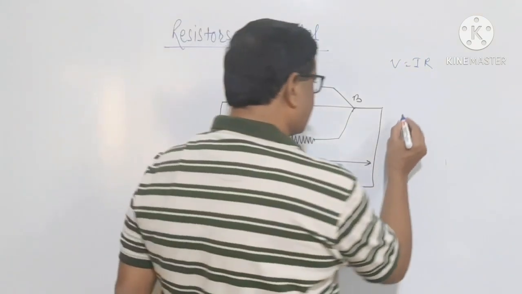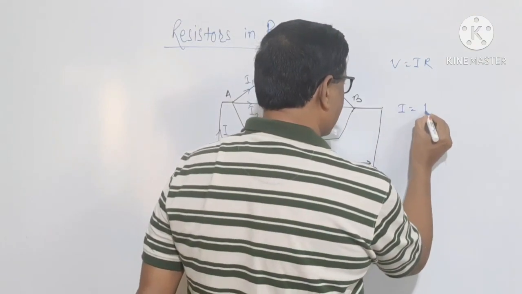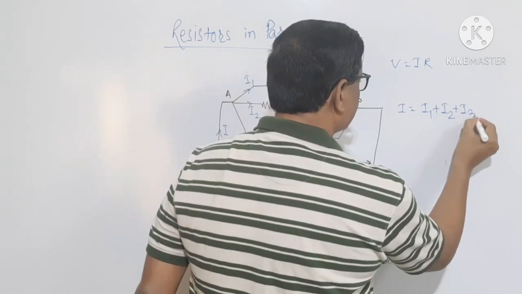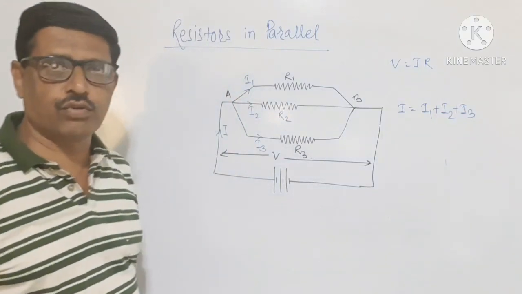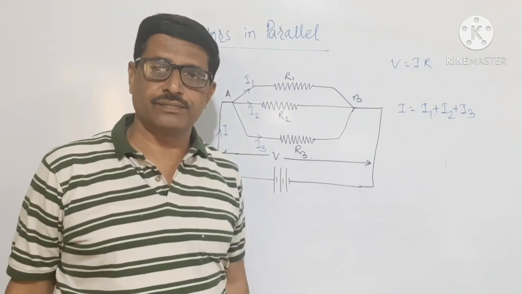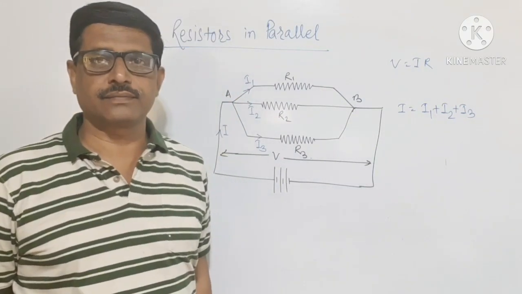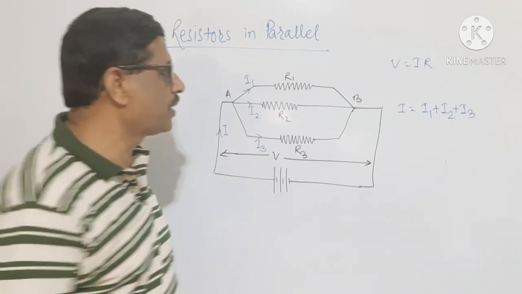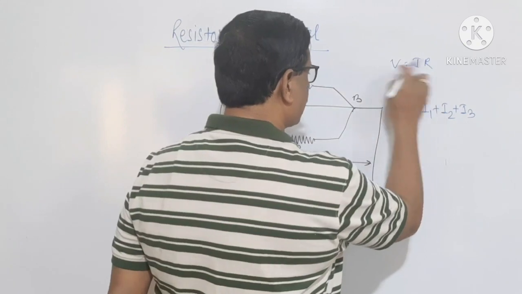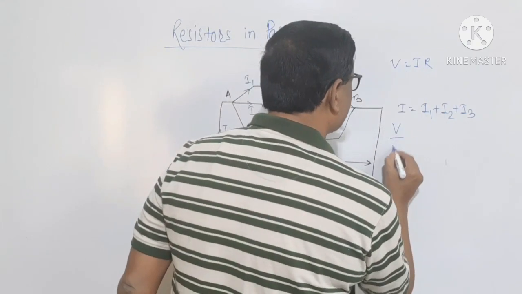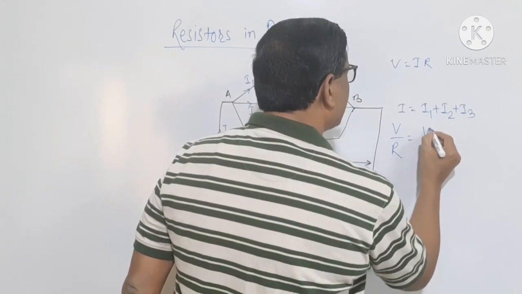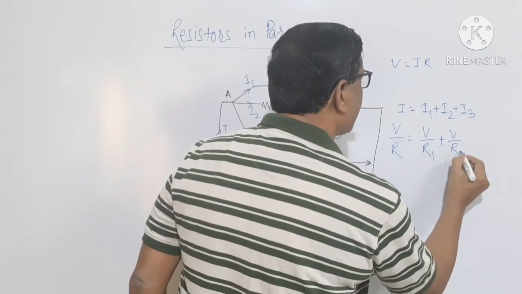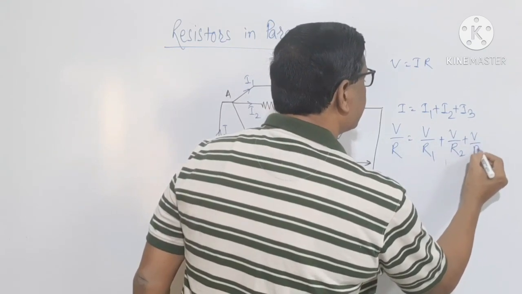The total current that flows through the circuit, I, is equal to the sum of the currents in each of the resistors. Therefore, I is equal to I1 plus I2 plus I3. The potential difference across each of the resistors will be the same. Therefore, I is equal to V divided by R. Now, the potential is the same, so it is V divided by R1, plus V divided by R2, plus V divided by R3.